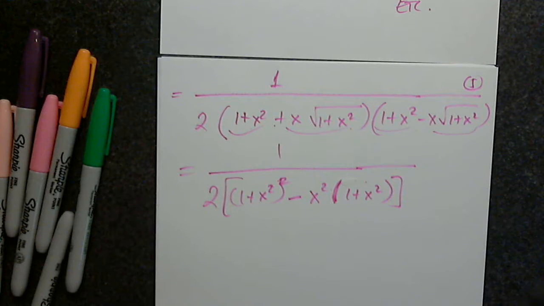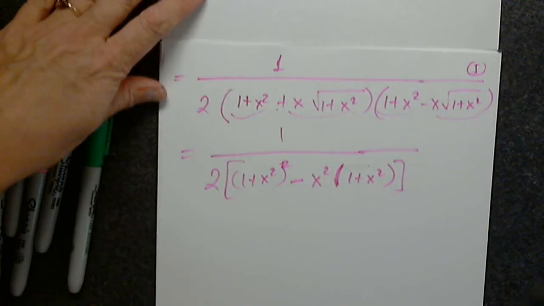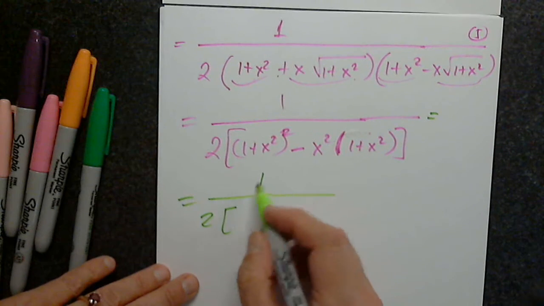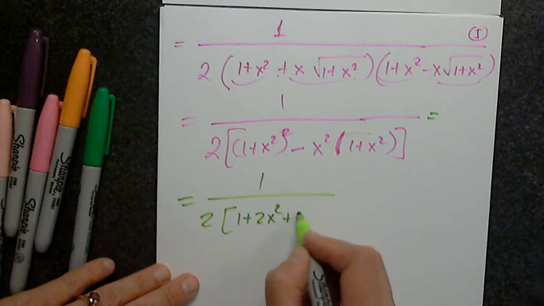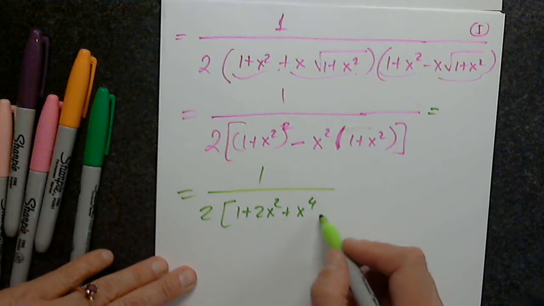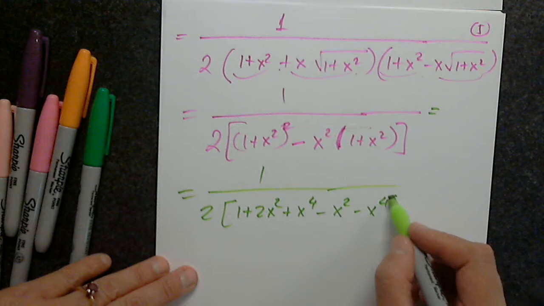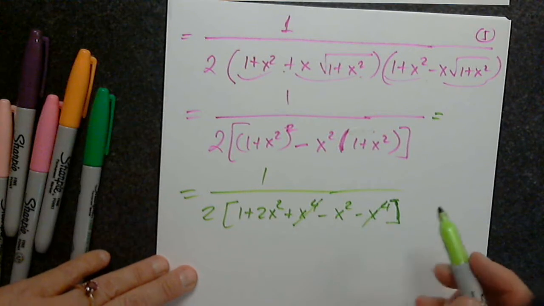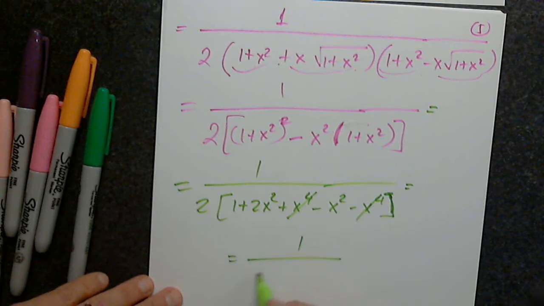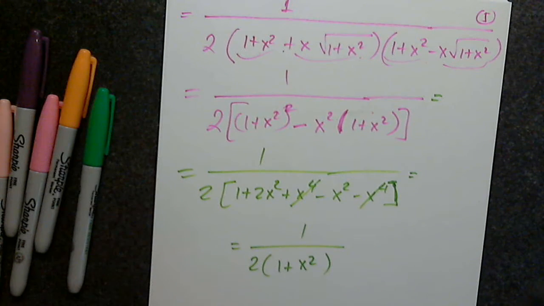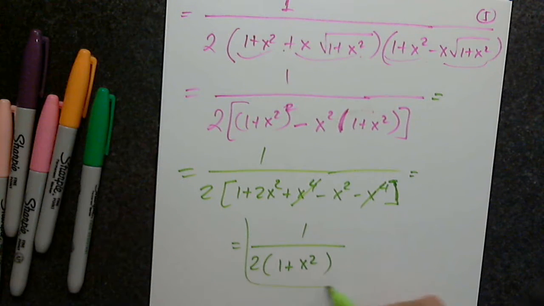Okay. So now we have 1 over 2. This is 1 plus 2x squared plus x to the fourth. And let's see what happens here. Minus x squared and minus x to the fourth. These two go away. Great job. 2, 1 plus x squared. Excellent. Look how nice. So it really simplified nicely.